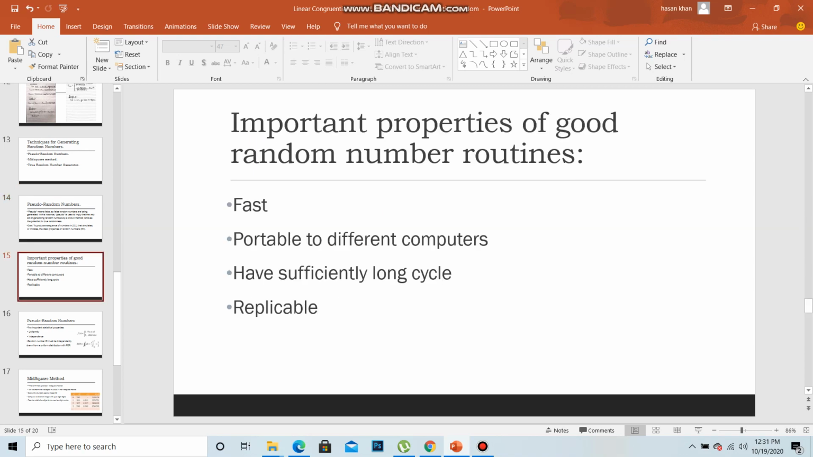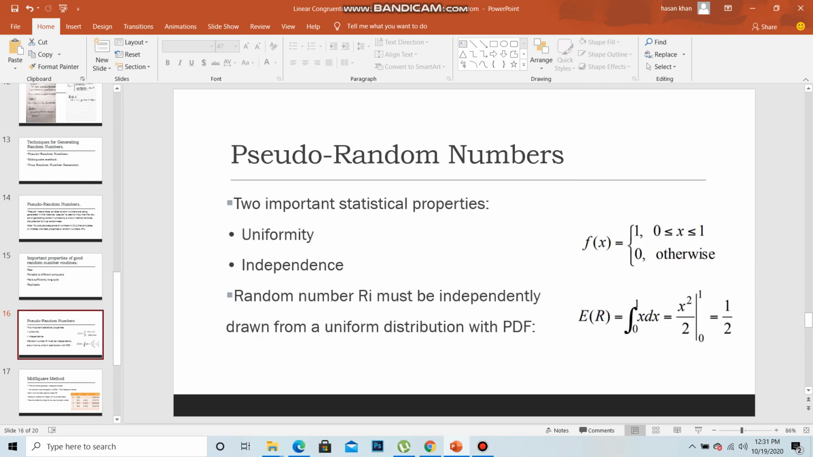Next slide. The important properties of a good random number routine: fast, portable to different computers, have a sufficiently long cycle, replicable. Pseudo-random numbers have two important statistical properties: uniformity and independence. Random numbers must be independent. Pseudo-random numbers are denoted by integral. The maximum limit is 1 and the lower limit is 0.